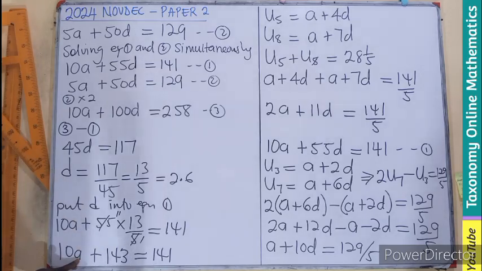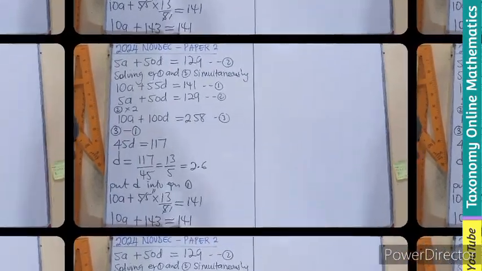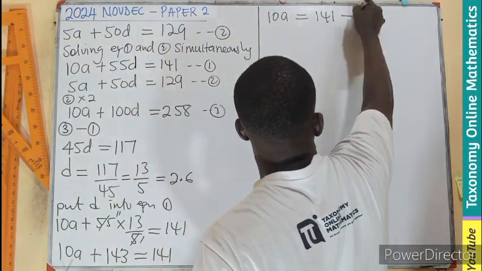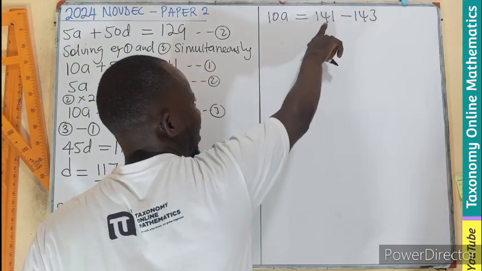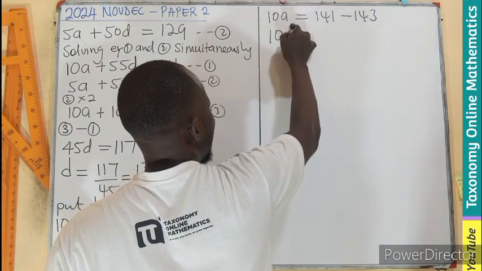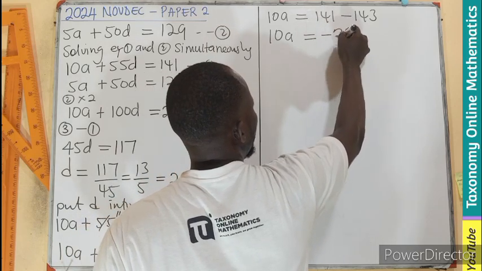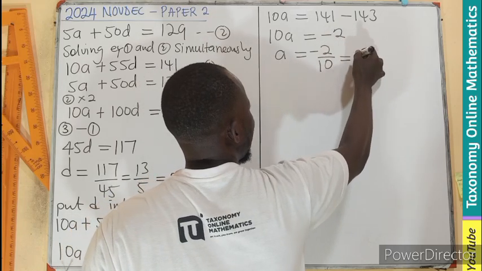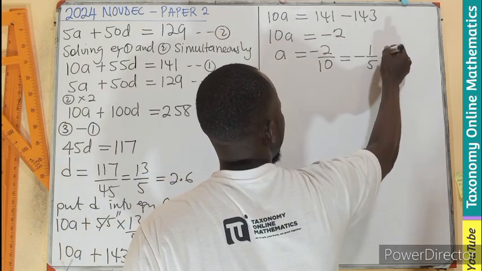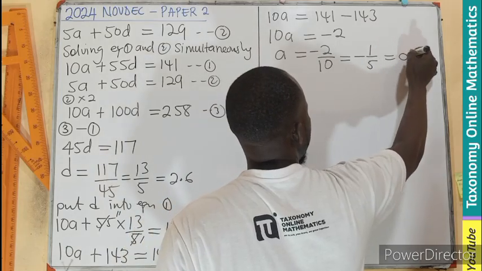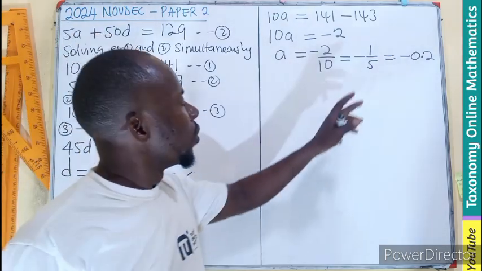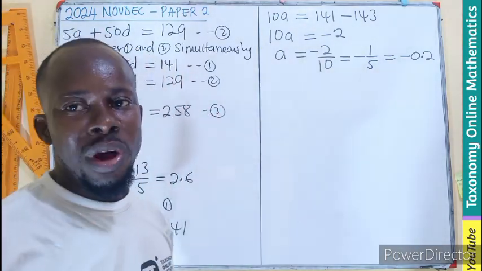So we subtract 143 from both sides, right? So from here, let's see. Our 10A will now be equals to 141 minus 143. Again, this is smaller than this, so I'll get negative. So 10A equals to negative 2. A will now be equals to negative 2 divided by 10, negative 1 on 5. Negative 0.2 in decimal, and in fraction form, that will be negative 1/5.